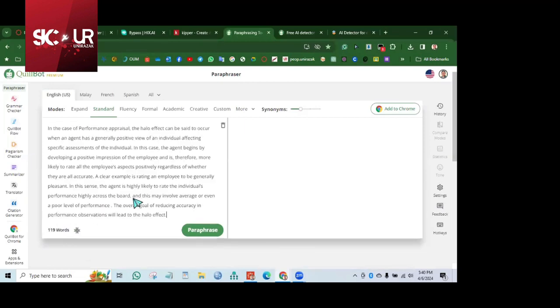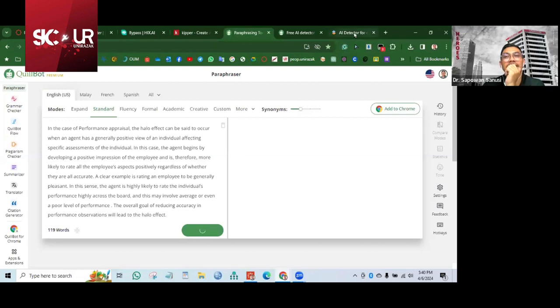Prof, nak tanya, Quillbot ni memang tak boleh 100% dipercayai kan? Sebab saya try paste satu paragraph yang saya tulis sendiri, dia tulis 70% AI generated. Oh, sama dengan saya. Saya pun sama.